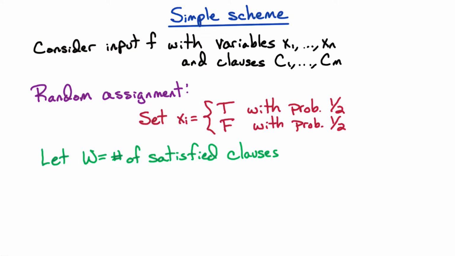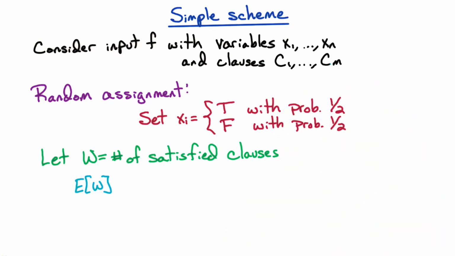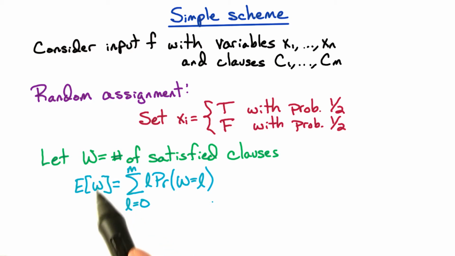Since W is a random variable, we want to look at its expected value, which in some sense is the average value of W. In particular, the expectation is the average value of W weighted by its probabilities. Now, what are the possible values for W? Well, the minimum number of clauses we can satisfy is, of course, 0, and the maximum number is at most m. So let's sum over the possible values. Let L denote the number of satisfied clauses, and L is going to vary between 0 and m. And then we get this value L, and we have to weight it by the probability that the random variable W is equal to L. This is simply the definition of the expectation of a random variable.